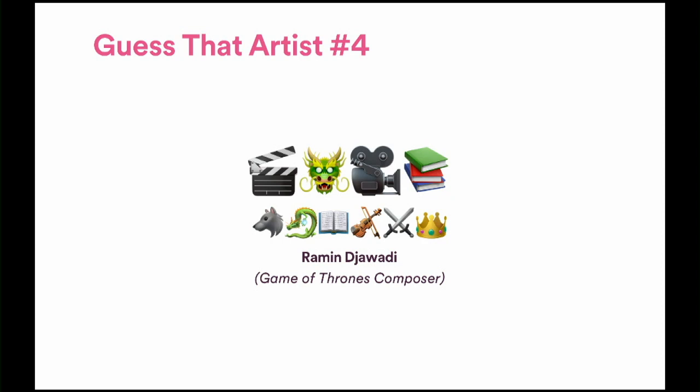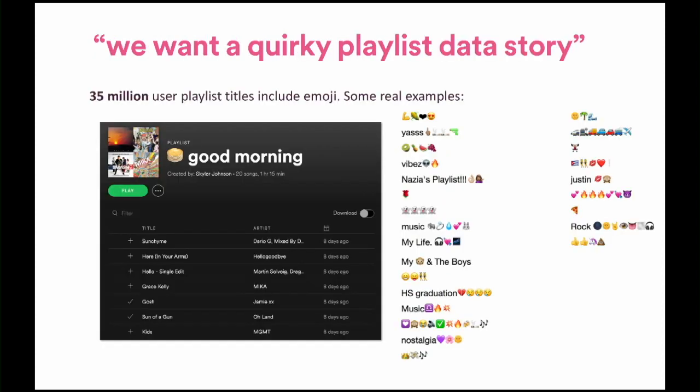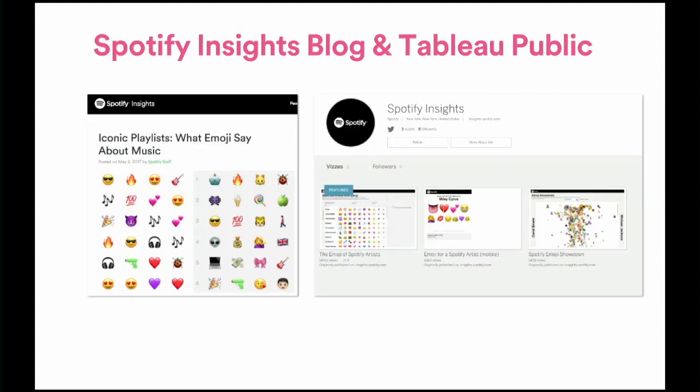So all of this was generated from data that we have about playlist titles and emojis that are in them. So there's 35 million user playlist titles that include an emoji. And there's some examples on the right. If we map every emoji that appears in a title with all of the artists and all of the tracks that are in that playlist, then we get this bond, this association between the two. And if we do this on this massive scale, we can start telling some really interesting stories about our artists.